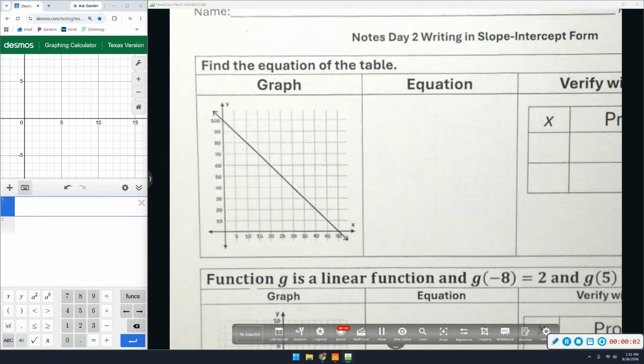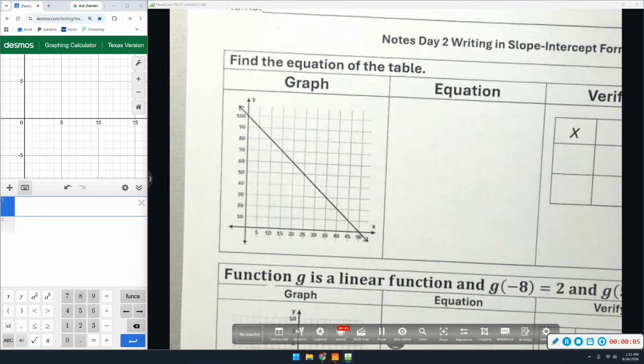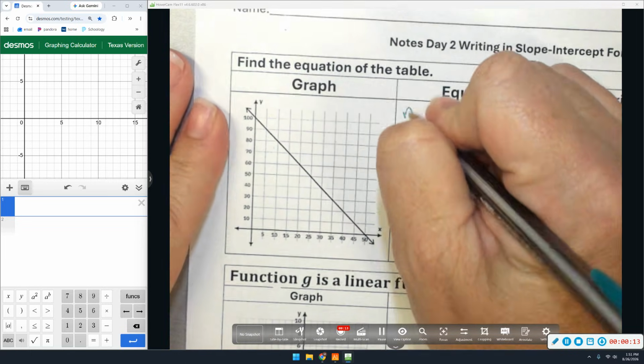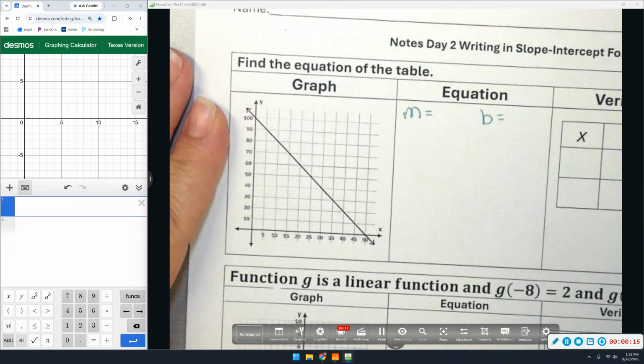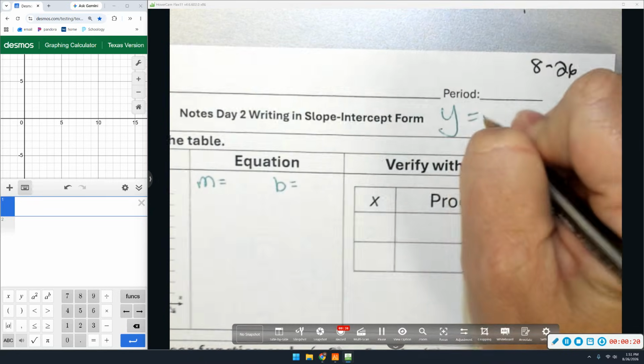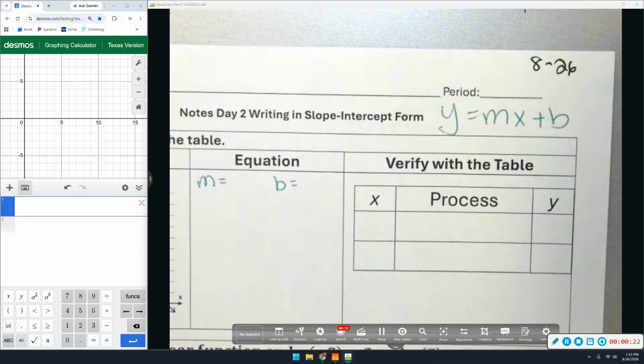Okay, we are here. It's not much different than what we did yesterday. We're still writing equations, yes? So we still need to find m and b. Today we're just looking at what happens if we're not counting by 1. So we have to find m and b. Just a reminder here: y equals mx plus b.